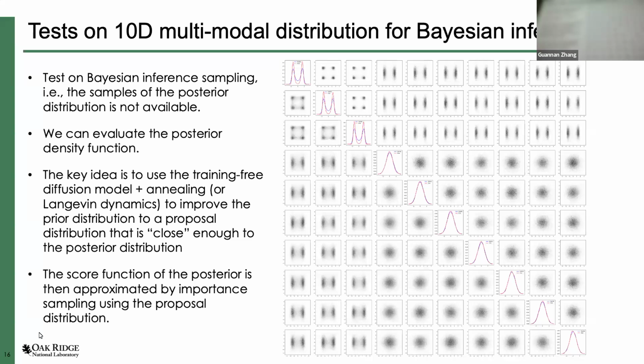Yeah. What is the proposal distribution? The proposal distribution is defined by a neural network. So we first use annealing. The prior distribution is, for example, a uniform distribution in 10D. That's where we start. And we use an annealing strategy to generate those samples first in the lower triangular. And based on those samples, we can train using our training-free diffusion model to label data and train the generator. Then we have a generator to generate these proposal distributions.